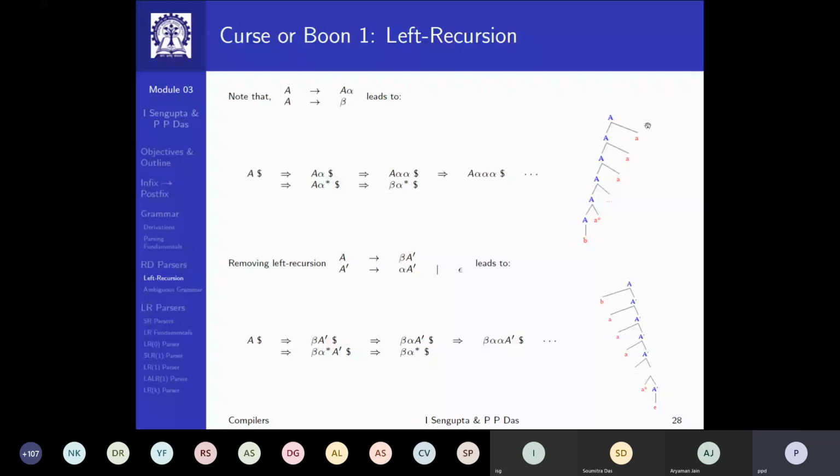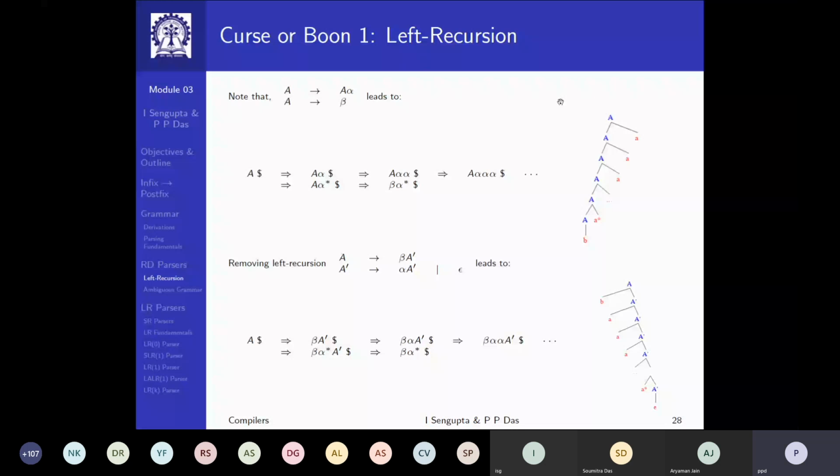Now you can remove the left recursion. You can make this into a right recursion. That's what Ariman was saying. That's all that you do: rotate this tree. Just think about a right rotation of this tree. So this comes on top.